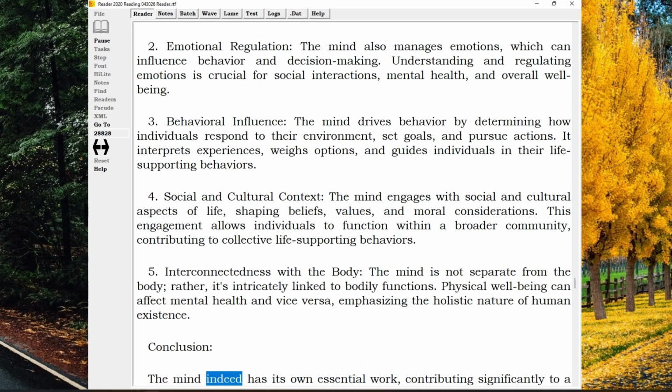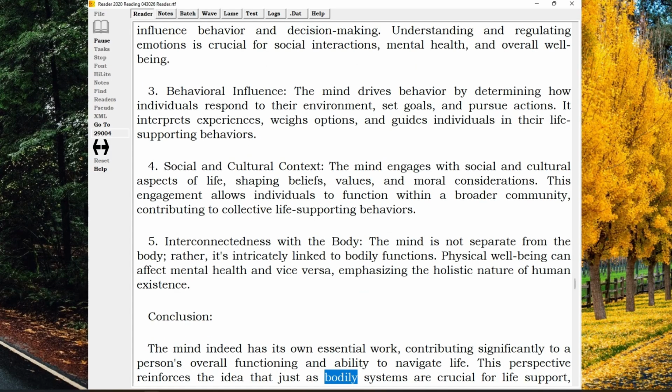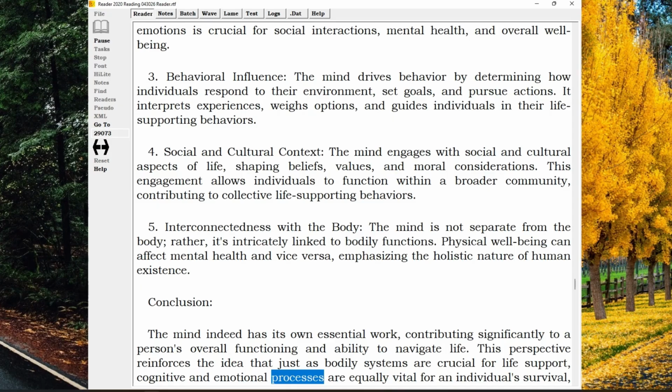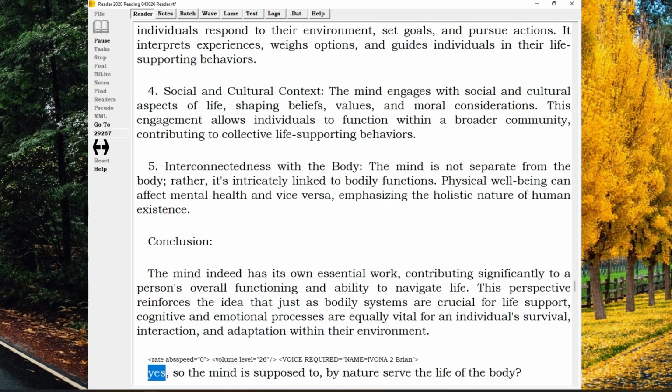Conclusion. The mind indeed has its own essential work, contributing significantly to a person's overall functioning and ability to navigate life. This perspective reinforces the idea that just as bodily systems are crucial for life support, cognitive and emotional processes are equally vital for an individual's survival, interaction, and adaptation within their environment. Yes, so the mind is supposed to, by nature, serve the life of the body?